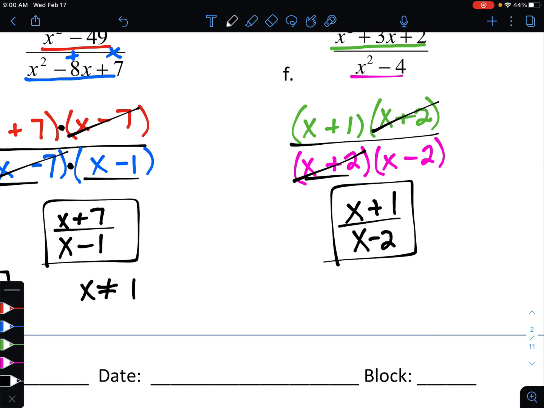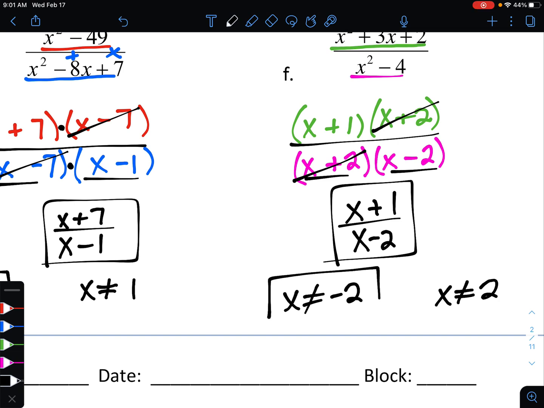Finally, for example F, there were once again two factors in our denominator, which means that we cannot have x equal negative 2 because then our first factor would be equal to 0. We also cannot have x equal to positive 2 because then our second factor would equal 0. Once again, looking at our final answer, x minus 2 is still in our denominator, so it should be pretty clear still that x cannot equal 2. However, we can no longer see that x cannot equal negative 2. That's going to be once again the answer on Big Ideas Math.